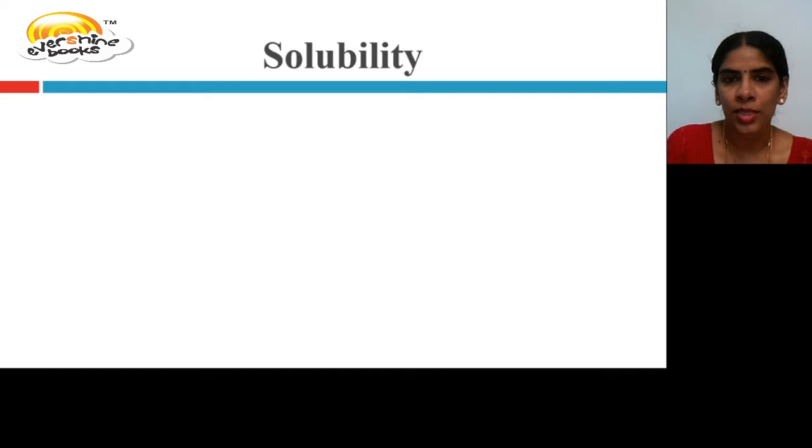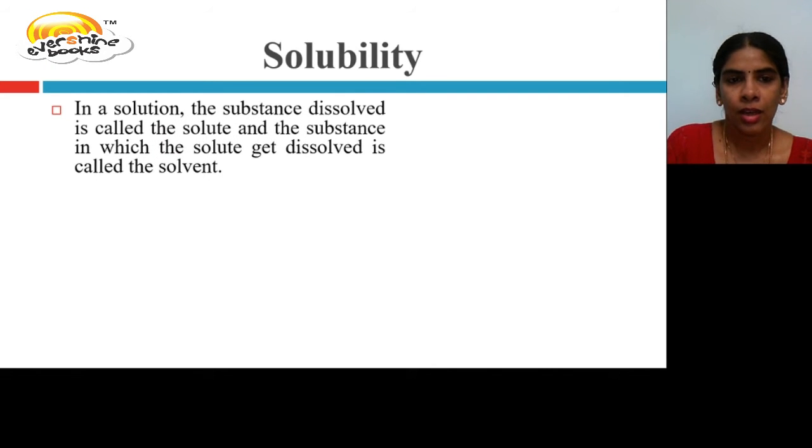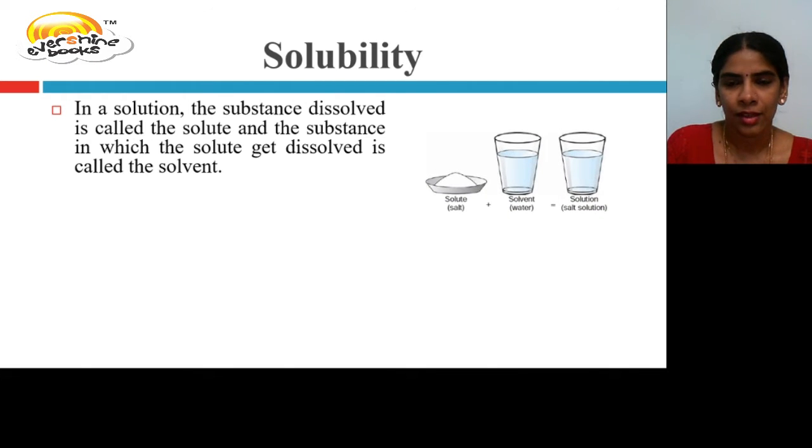First, we'll go for the property solubility. In a solution, the substance dissolved is called the solute, and the substance in which the solute gets dissolved is called the solvent. Salt is a solute. Salt, or you can take even sugar. The solvent is water, and you will get the solution that is known as salt solution. Yes, salt is a solute, that is the substance that is going to be dissolved in a solution, and the substance in which the solute gets dissolved is the solvent, that is water.